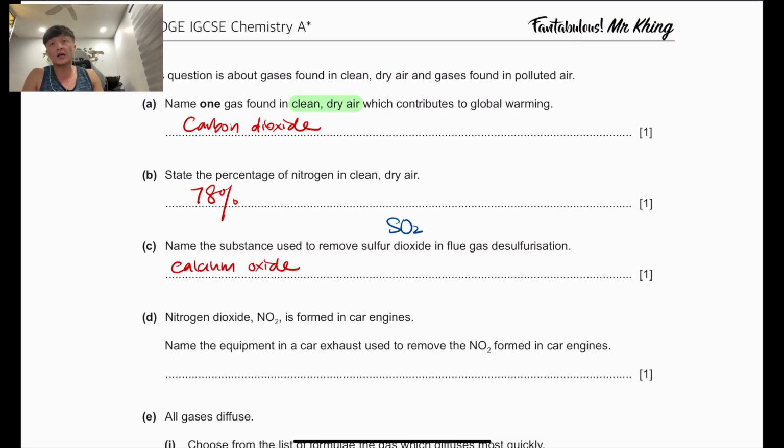So next one, name the equipment in the car that can be used to remove the nitrogen dioxide from the car engine. So we know it is catalytic converter.